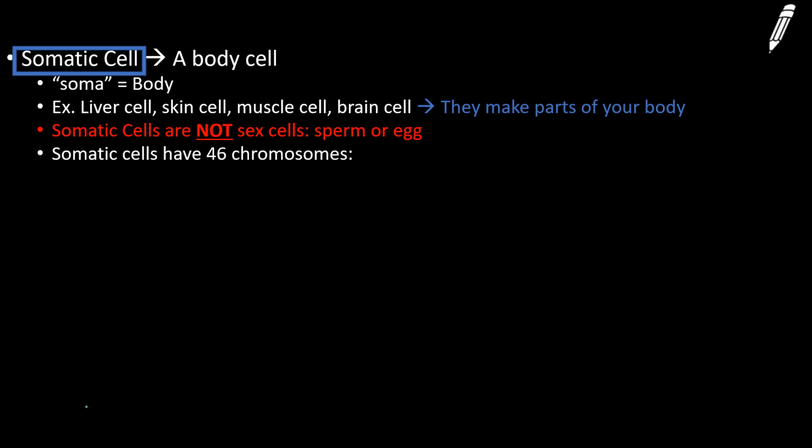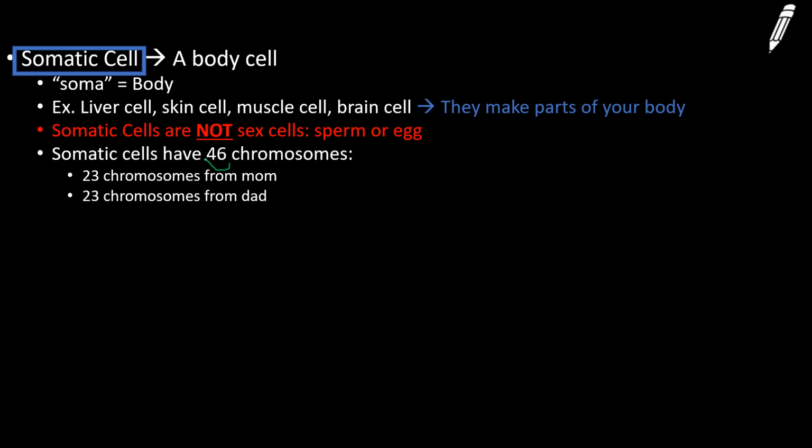It's important to note that this number, 46, is referring to humans. Different species of animals have different numbers of chromosomes. So in humans, a body cell has 46 chromosomes. Where do they come from? We got 23 chromosomes from mom and 23 chromosomes from dad.